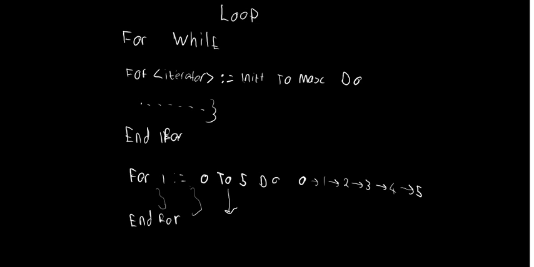Now, when do we use this? Loops are used when you want to repeat something over and over again. This is when we use loops in programming. Now, the for loop automatically increases this iterator over here.